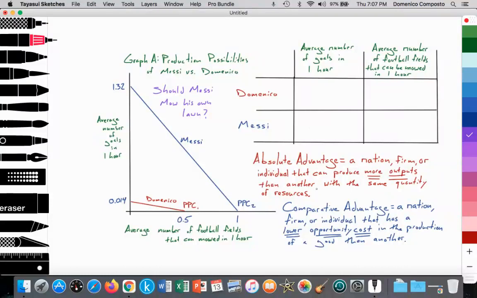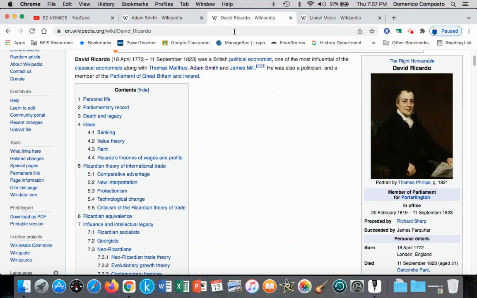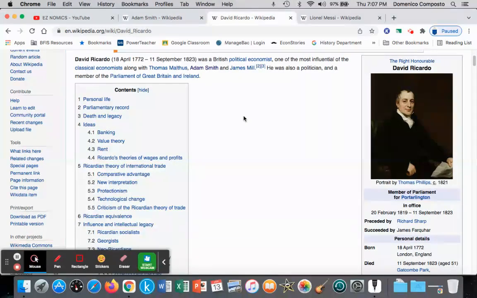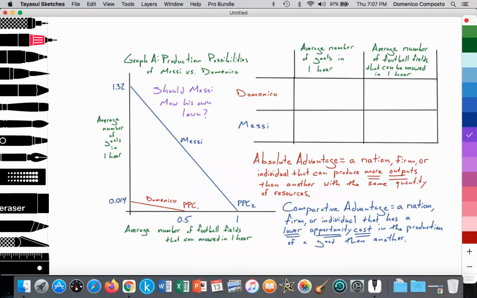Now, that kind of makes sense, I guess. But later on, another British economist, David Ricardo, who we can see here, if you're curious, you can research a little bit more about him, developed a much stronger argument as to why nations, in theory, should specialize and trade. And that theory was comparative advantage. And this is an extremely important concept within the field of economics.